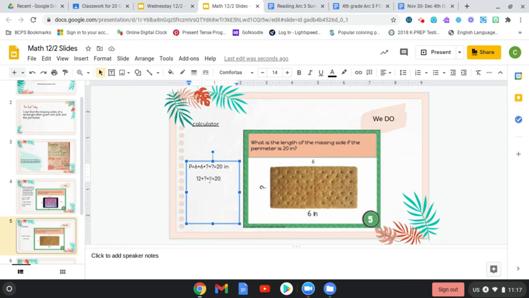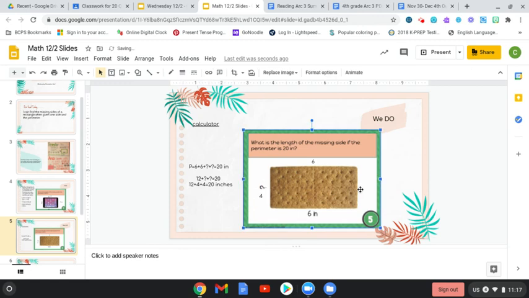So if I know that these two have to equal 8, then what makes sense to me would be 12 plus 4 plus 4. And that does give me 20 inches. So I think that these two sides equal 4 inches. And that actually makes a lot of sense to me because they are smaller than the other ones are. So that makes sense to me. It seems reasonable that they would be 4.